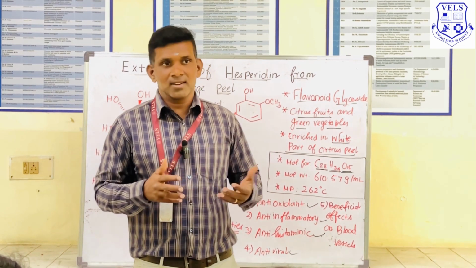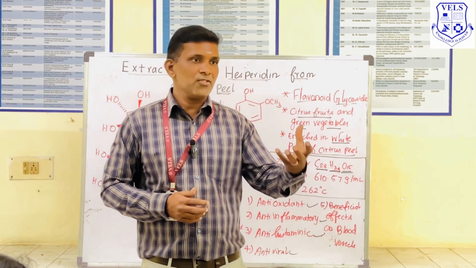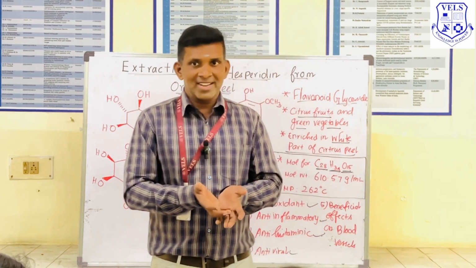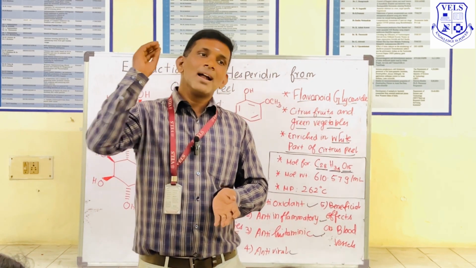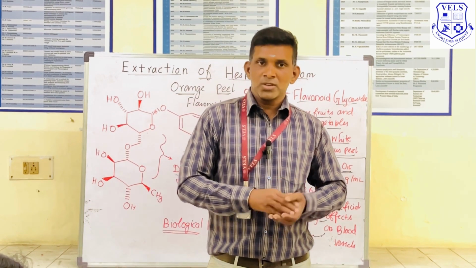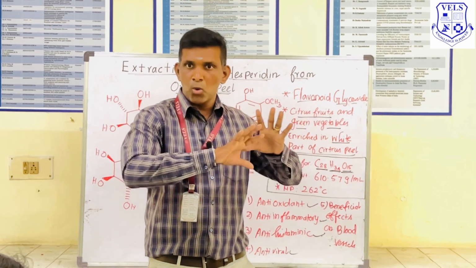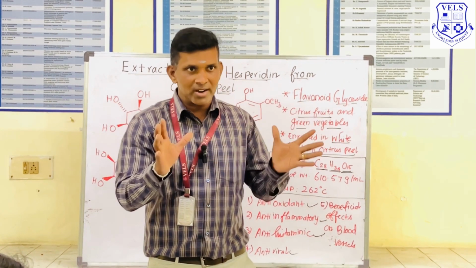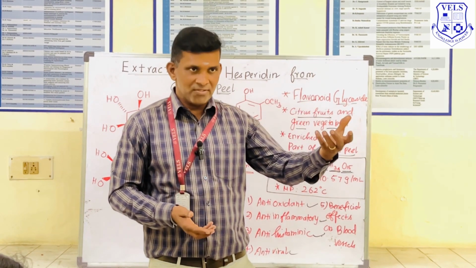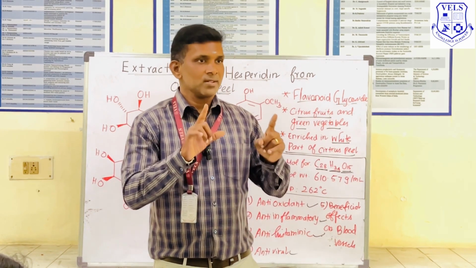So how can we extract this compound from orange peel? First you have to take 10 gram of dried orange peel in a round bottom flask. Add 100 ml of hexane. Okay, so you take this in a Soxhlet apparatus. You already know the procedure, how we can do this Soxhlet. So take 100 ml of hexane, take 10 gram of that orange peel, and start reflux for 1 hour.